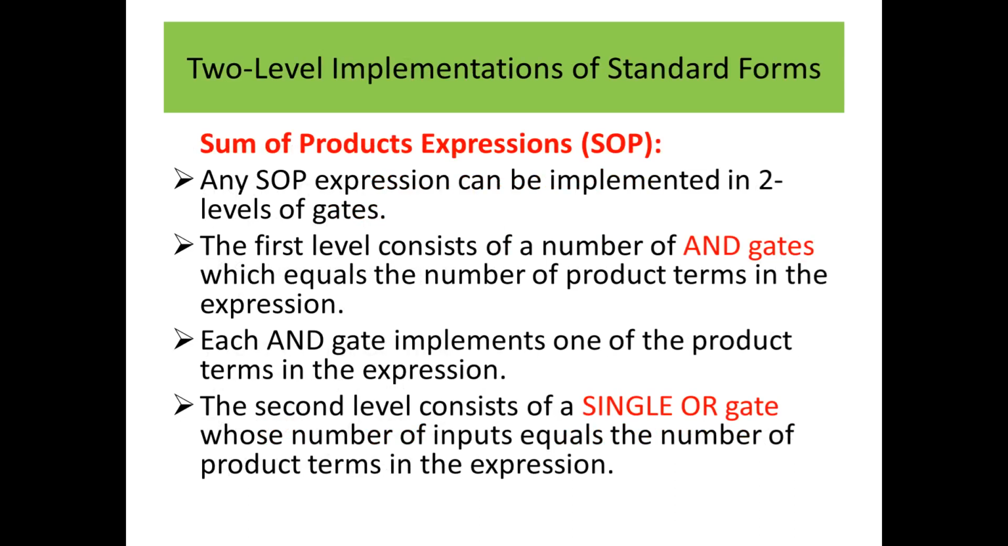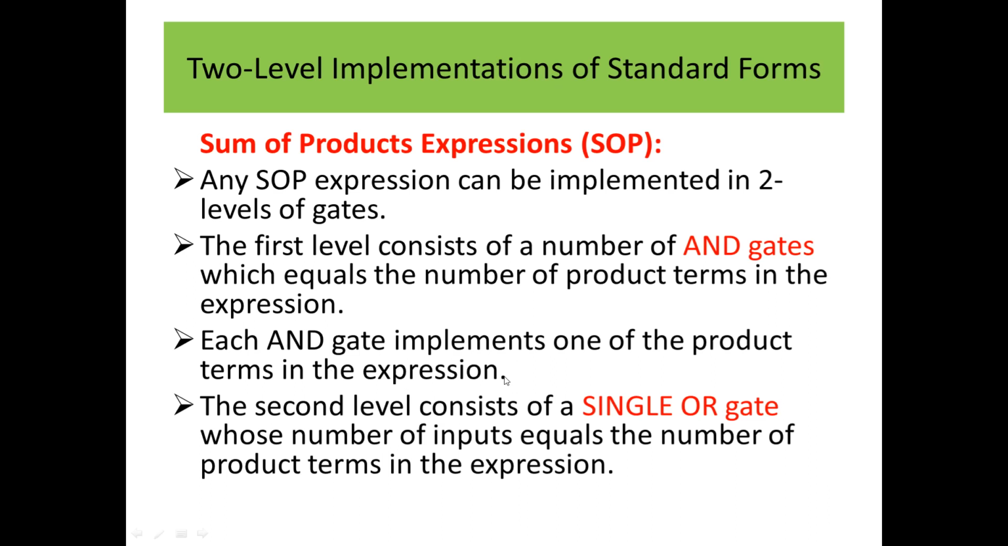This is a two-level implementation of standard forms. Standard forms are SOP and POS, sum of product terms and product of sum terms. Any SOP expression can be implemented in two levels of gates. The first level consists of AND gates, equal to the number of product terms in the expression. How many AND gates will we have, students? The number of AND gates is equal to the number of product terms present in the expression. Each AND gate implements one of the product terms.